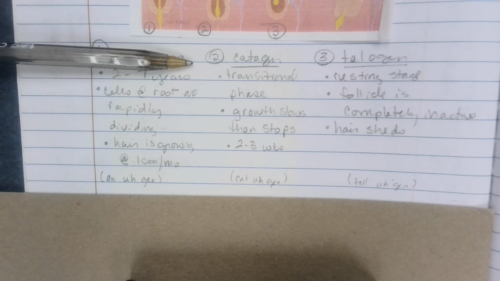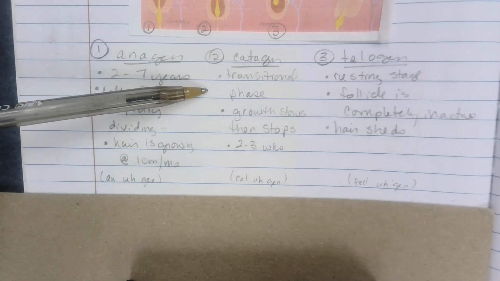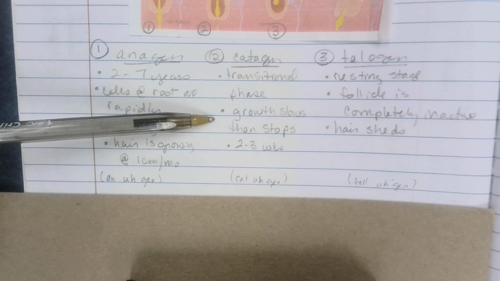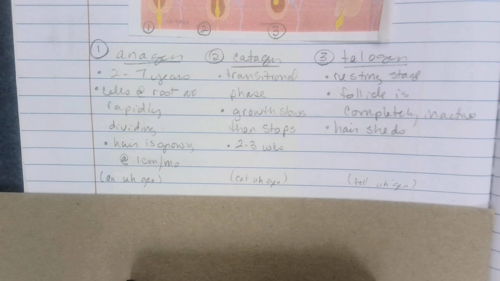The next phase is catagen. This is a transitional phase. The growth slows and then stops, and this phase lasts about 2 to 3 weeks. Finally is telogen. This is a resting stage. The follicle is completely inactive, so there is no growth, and this is the stage at which the hair sheds.